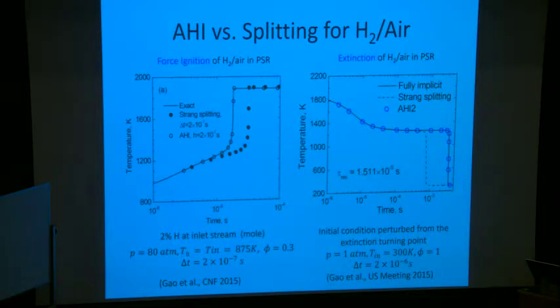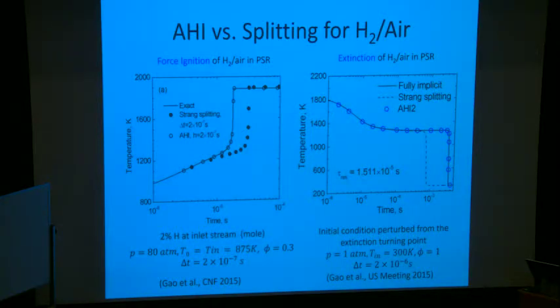Extinction is so relevant to a lot of flames: turbulent flame, flame blowout. What if you want to predict extinction, lean blowout? This is what happens if we have a stirred reactor running. If you increase the flow rate a little bit, it will try to quench, to extinguish, right? So this is what happens.